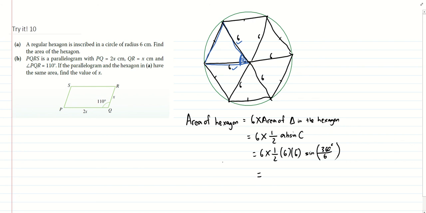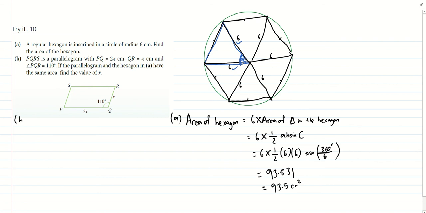All right, so you can just do this slowly, or you can just type everything to your calculator, whichever you prefer. And you should get your answer as 93.531, and let's round this off to 3 SF, so 93.5 cm squared. All right, so this is for part A. Now let's take a look at part B.